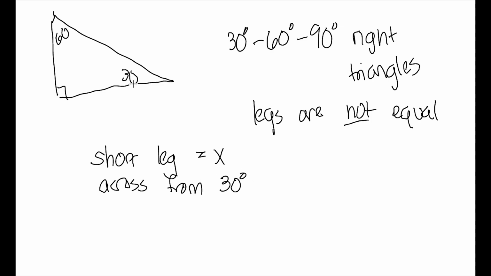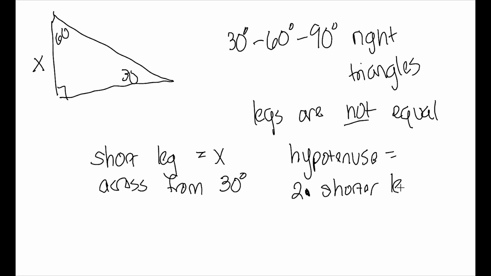And if you're confused about which side is across from the 30, just like we did in geometry, put your pen or pencil on the 30 and draw a line through the triangle. The side that you hit is the side that's opposite. So if my short leg is x, the hypotenuse is double or 2 times the shorter leg. So in this case, it's 2 times x.